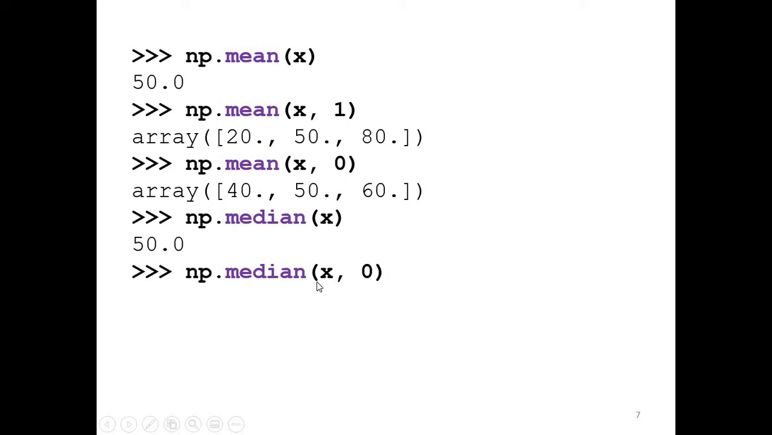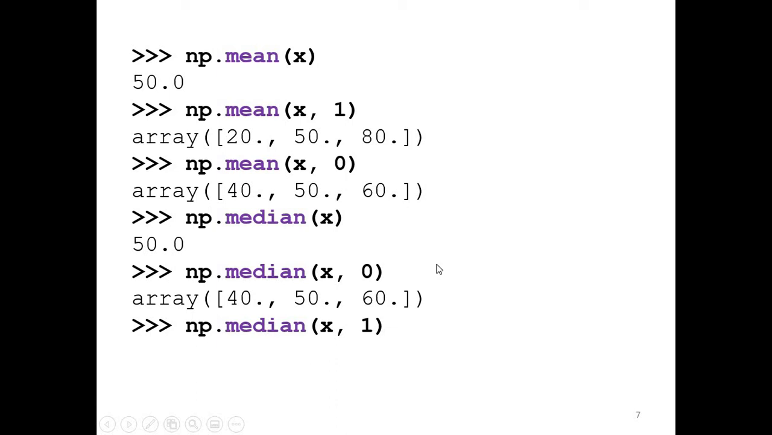So if you now write np.median(x, 0), of course it is on the vertical axis. So 40 is the median of the first column, then the median of the second column, median of the third column. Similarly, if you write x, 1, the median will be of the first row, median of the second row, median of the third row.